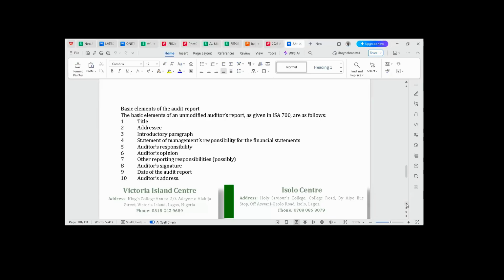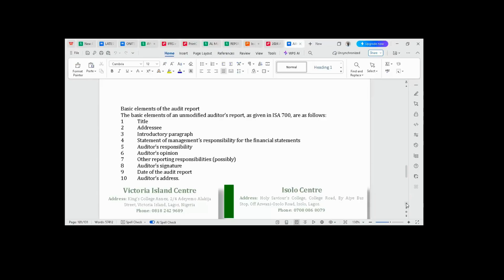Then it must contain a statement of management responsibility for the financial statement. That is, there should be a paragraph that says what the management is supposed to do as regards the financial statements. And you're going to list them. One is that they are responsible for the preparation of financial statements. Another is that they are responsible for putting in place a sound internal control system. And they're also responsible for prevention and detection of fraud. Those are some of the responsibilities of the management as regards the financial statement.